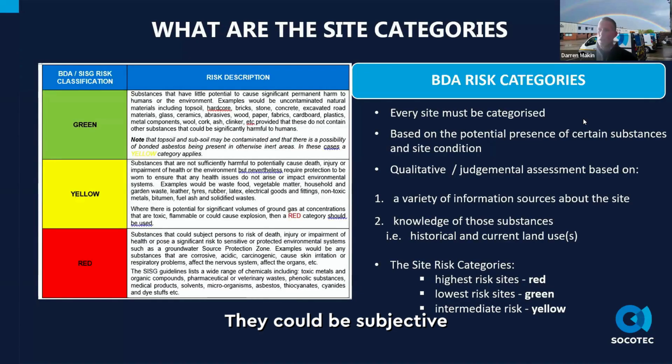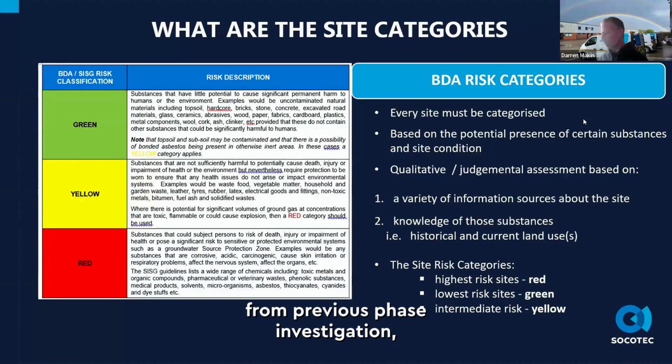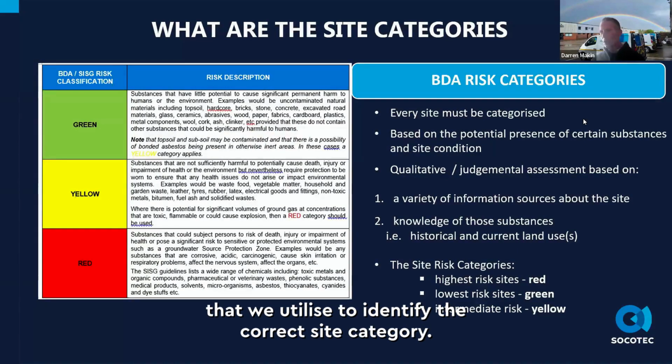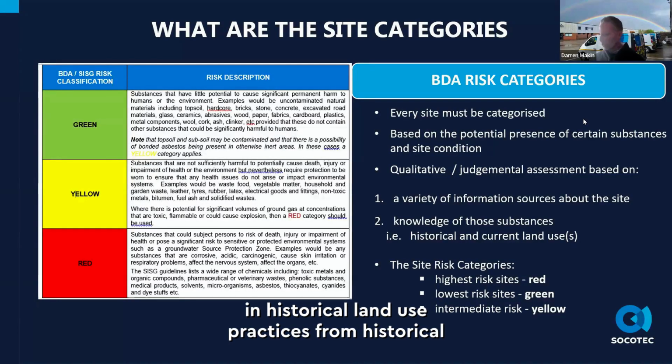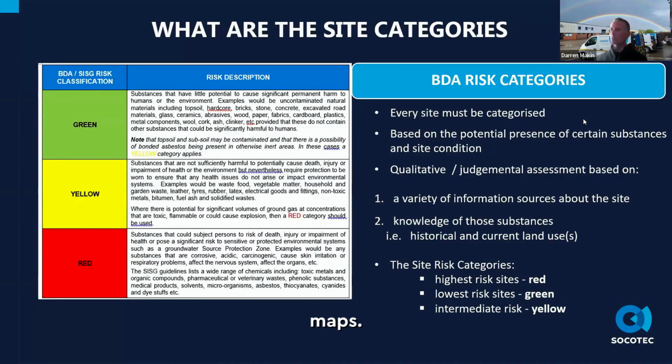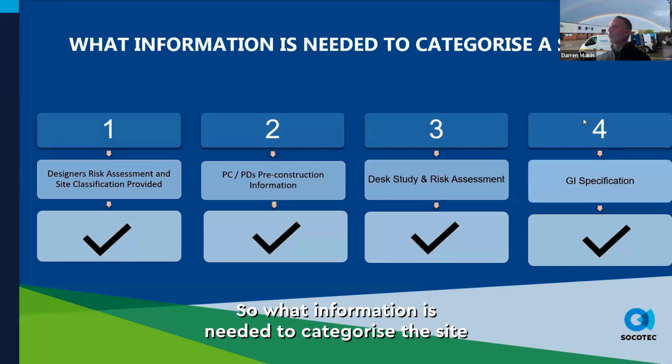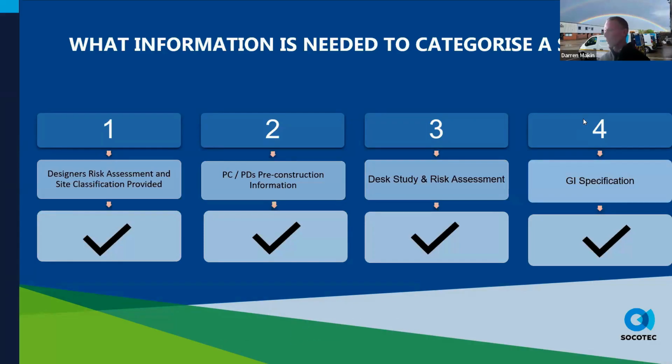They could be subjective, and it's usually qualitative unless we have information from previous phase investigations, contaminant data, or previous reports which identify the concentrations and types of contaminants in the ground. There's a variety of information sources that we utilize to identify the correct site category, predominantly current land uses from walkovers, and I'll explain a few examples later, and historical land use practices from historical maps. So what information is needed to categorise the site in accordance with the guidance?